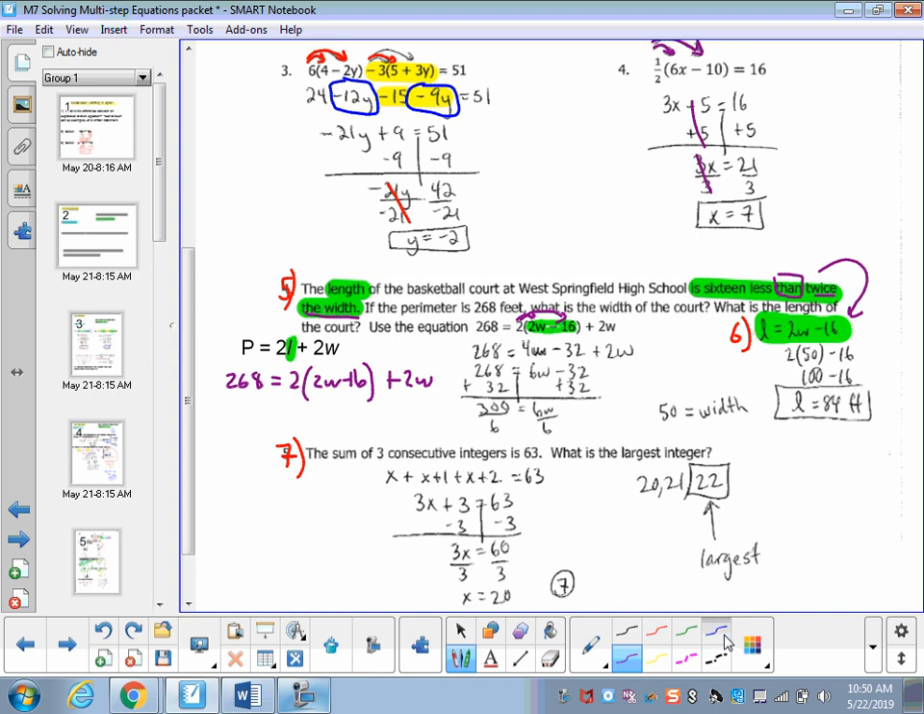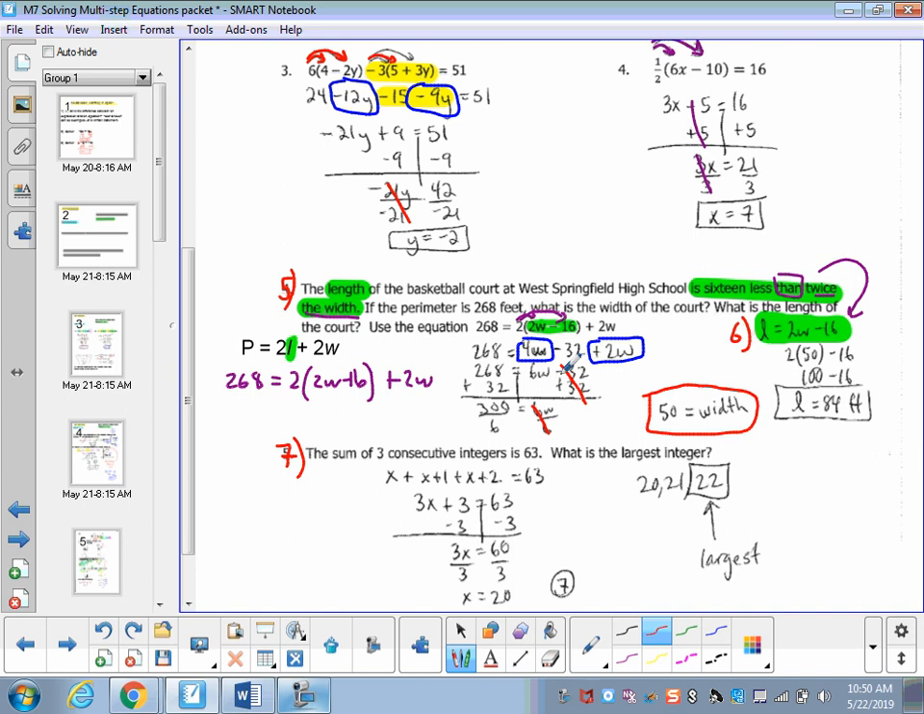Now here, we're not ready to solve because we need to combine like terms. So 4w plus 2w is where I get my 6w, and I just bring down the negative 32. And now I have 268 equals 6w minus 32, and we're ready to solve. So we add the 32 to both sides for it to cancel out, and we get 300. And now when we divide the 300 by 6, we get that the width is 50.